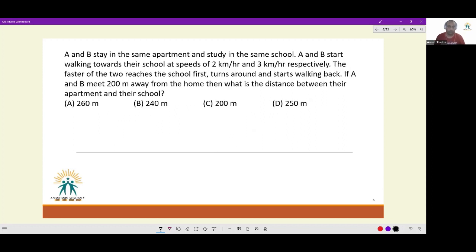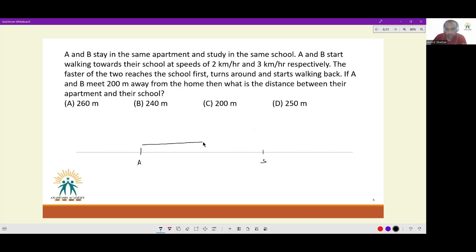Okay, next question. A and B stay in the same apartment and study in the same school. A and B start walking towards their school at the speed of 2 and 3 kilometers per hour respectively. The faster of the two reaches the school first, turns around and starts walking back. If A and B meet 200 meters away from home, then what is the distance between their apartment and the school? Let's say this is where their apartment is, this is where their school is.